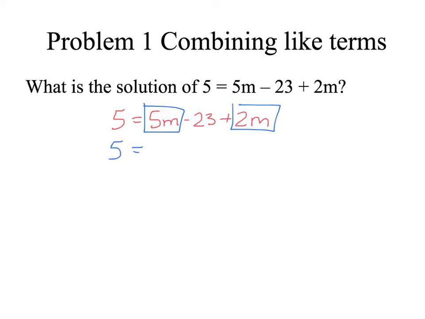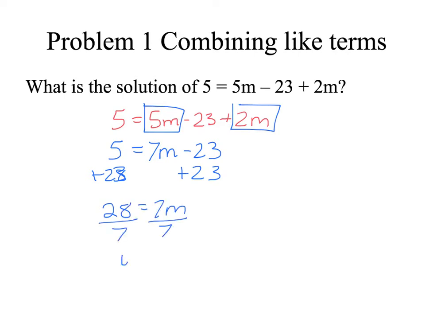So if we do that, we have 5 equals 5m plus 2m would be 7m minus 23, and then solve the two-step equation. Add 23 to both sides. 5 plus 23 would be 28 equals 7m. Divide both sides by 7, and 4 equals m. So just make sure you combine like terms, because again, at the end we're going to divide by 7. If we haven't combined the 5 and the 2, then we would be dividing by 5, and then we would be dividing by 2, which is wrong. So we want to combine them together, so we only have to divide by 7.